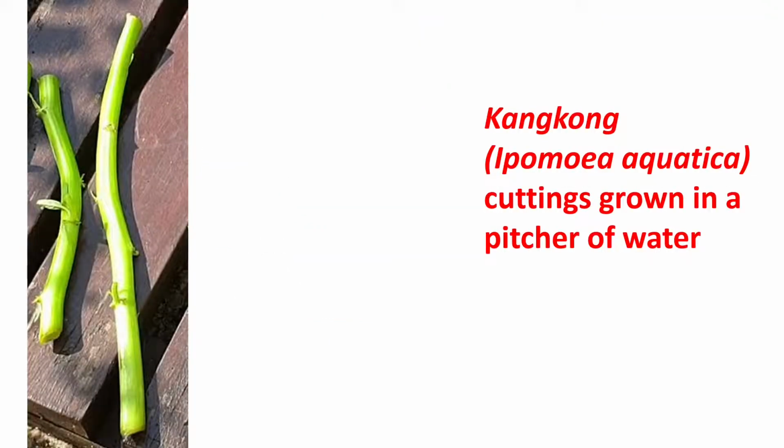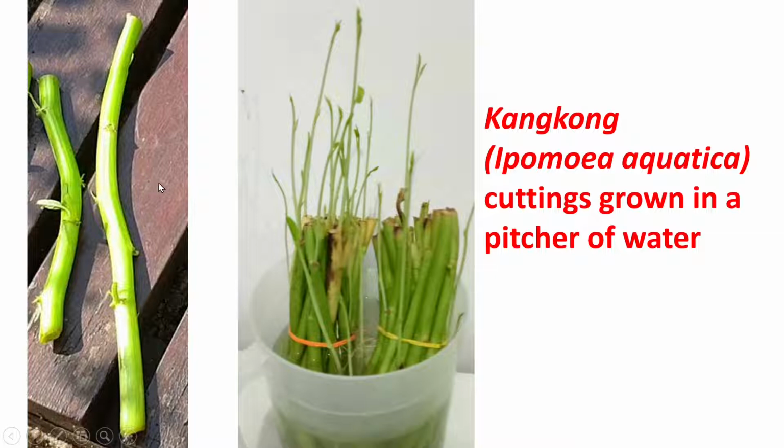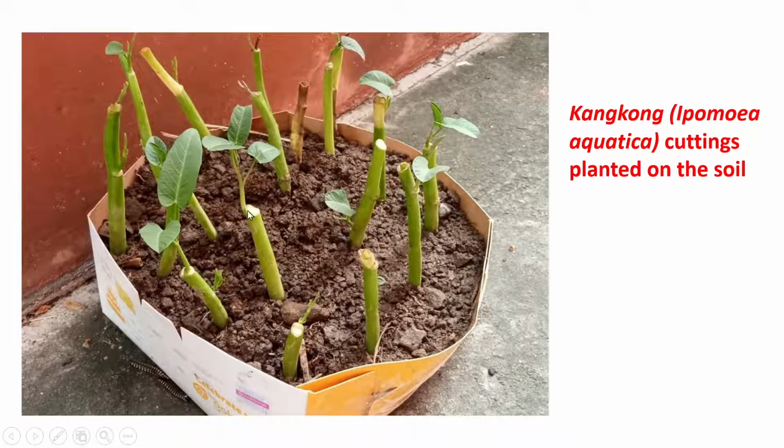One example that you can asexually reproduce or propagate using cuttings would be kangkong, Ipomoea aquatica. So here's a picture of a cutting, and then after some time placing it in water, it will grow a lot of shoots, and then after that you can plant it in soil, and this essentially increases the amount of kangkong cuttings that you can use or harvest.